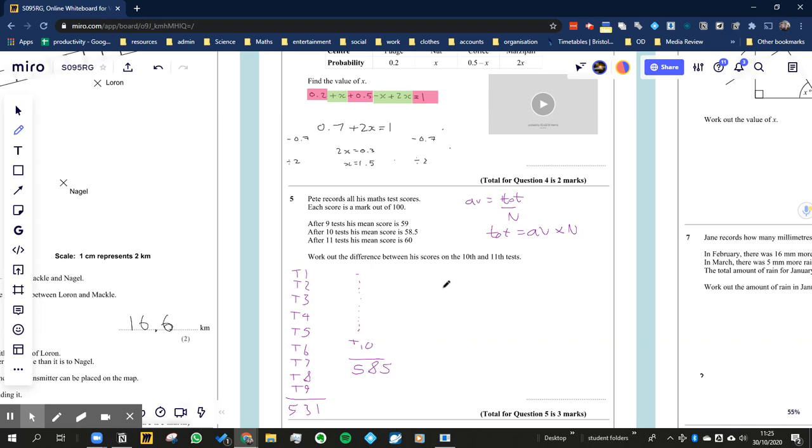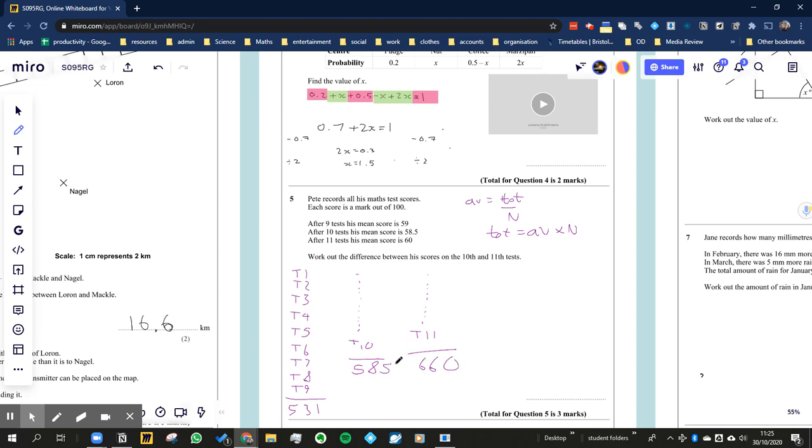You do the same thing with 11 tests. So you can imagine a similar sort of table going all the way down to T11. Each T value is a score, and now 60 is the average score. So we would multiply it by 11 to work out the total amount. So 60 times 11 is 660.